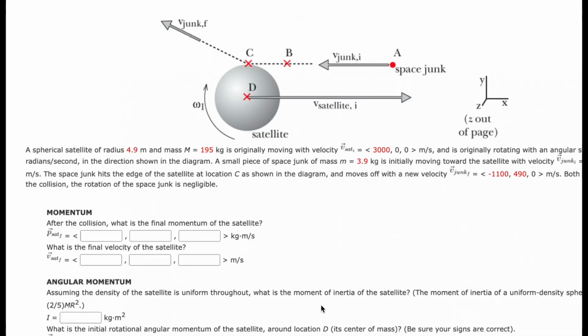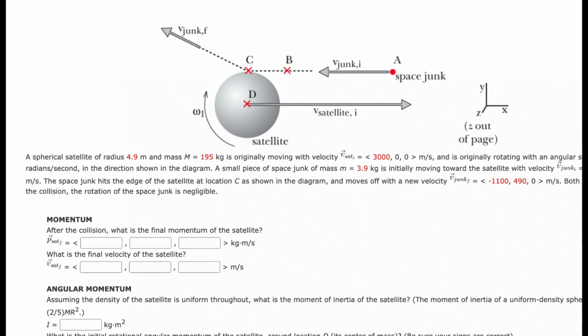It talks about an object coming into collision with a satellite. The object is this space junk, and they give a radius and mass for our satellite. We got radius 4.9 meters and mass 195 kilograms. It gives a velocity for the satellite, so the satellite is moving forward with 3,000 meters per second.